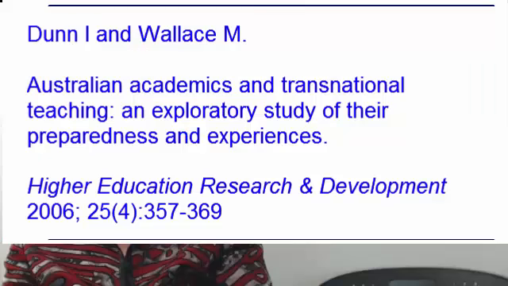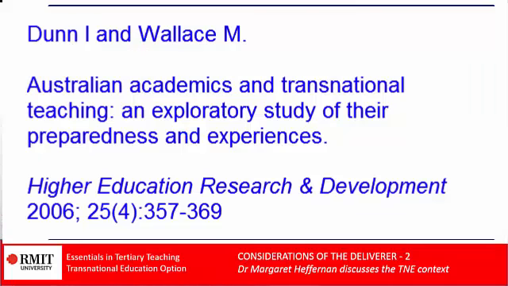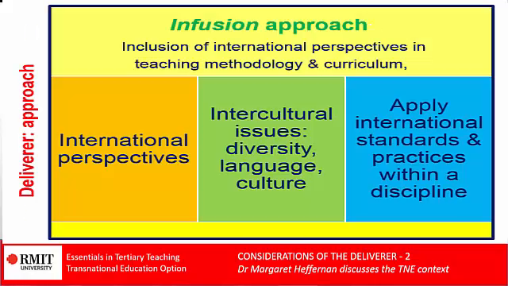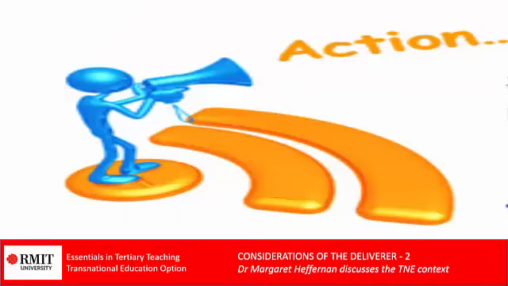And also we've got to think about what is the application of international standards and practices within a discipline. So as an example, Dunn and Wallace, on page 361 of that article, talk about the different range of learning styles and their preferred teaching and learning that encourages deep learning, which is similar to Australian domestic students. But we also then need to think about what is the epistemology of knowledge generation, and we'll look at that in more detail in our next film. That they come to. So whilst their learning approaches might have some similarities to Australian students, their expectation of who's going to generate all the knowledge may differ.